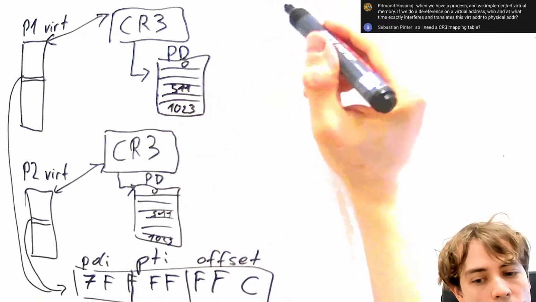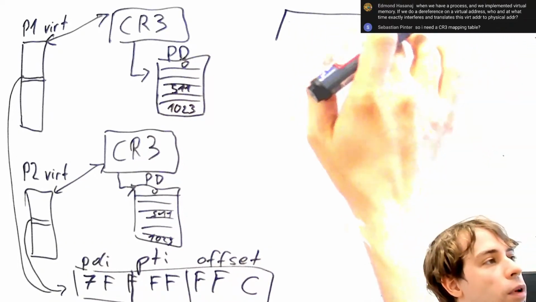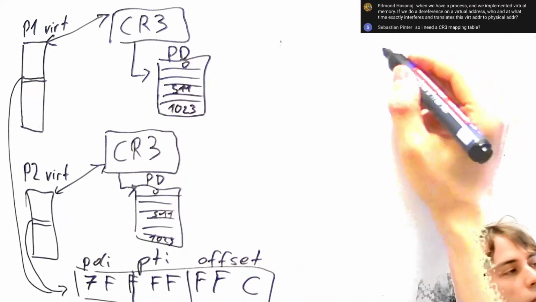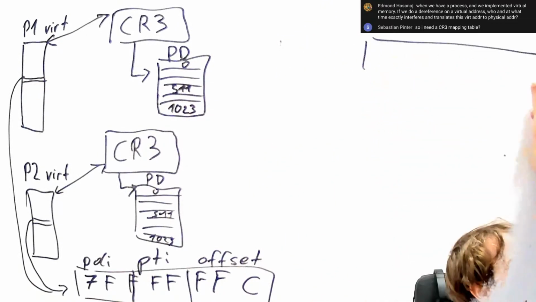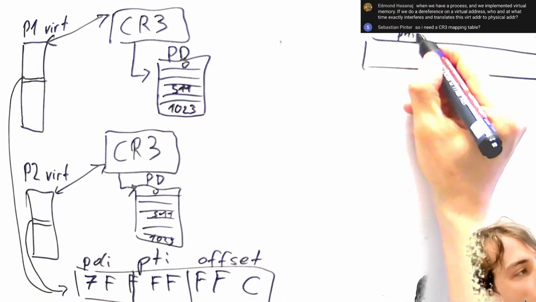Let's draw the physical memory also here. Maybe this is not good because you can't see it. So maybe let's draw it. Can I draw it here maybe? The physical memory. Okay, physical.